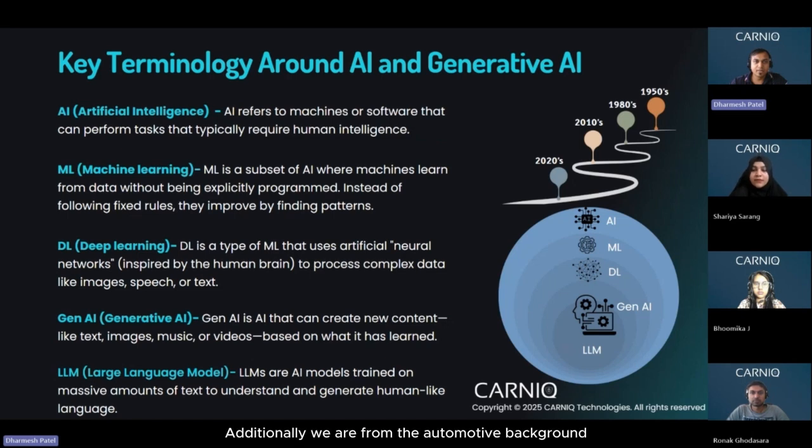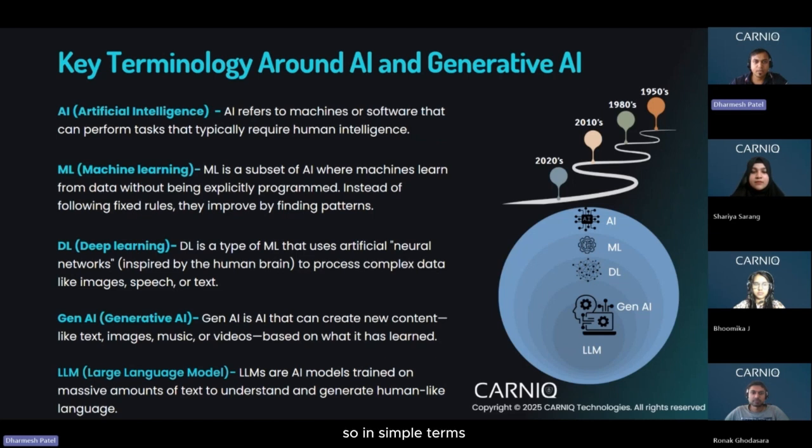Additionally, we are from the automotive background. So with our experience, we will discuss the use cases and where currently we are seeing AI being used in the automotive domain. So yeah, with this disclaimer, you can see on my screen some of the key terminologies. So the first term is AI, artificial intelligence.